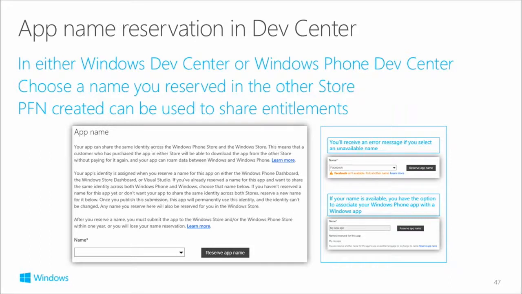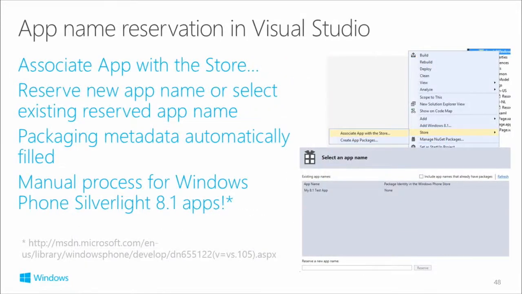So reserving a name is an early part of the process. You clearly cannot reserve a name that somebody else has got, like that trivial example of Facebook. Oh, who would have that name? I've never heard of it. But if your name is available, you can then associate your Windows Phone app also with the Windows app as well, if you wish. You don't have to do that.